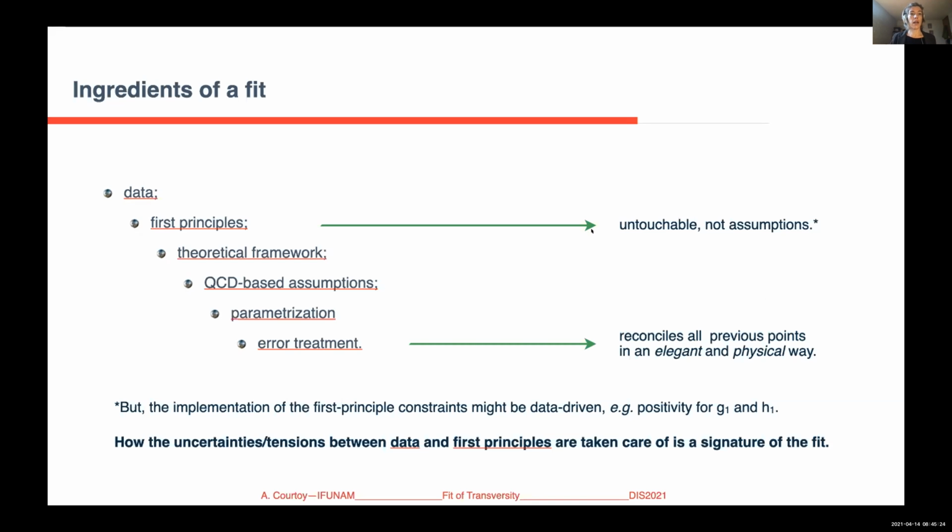And then there's a theoretical framework. We've seen there are different ones, that we heard about, this TMD, and then the collinear twist-3 analysis. And then here, there's the collinear dihadron framework. And then there are some assumptions, QCD based or not. There are parameterizations, and then there's this error treatment, which eventually should reconcile all those points together in a beautiful way. And the way we do all those things just gives the signature of a fit. So that's basically the recipe for one fit or another.